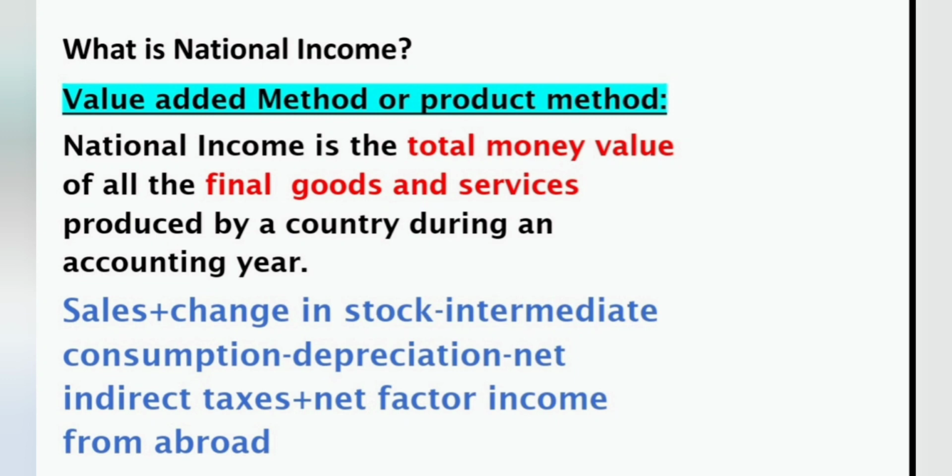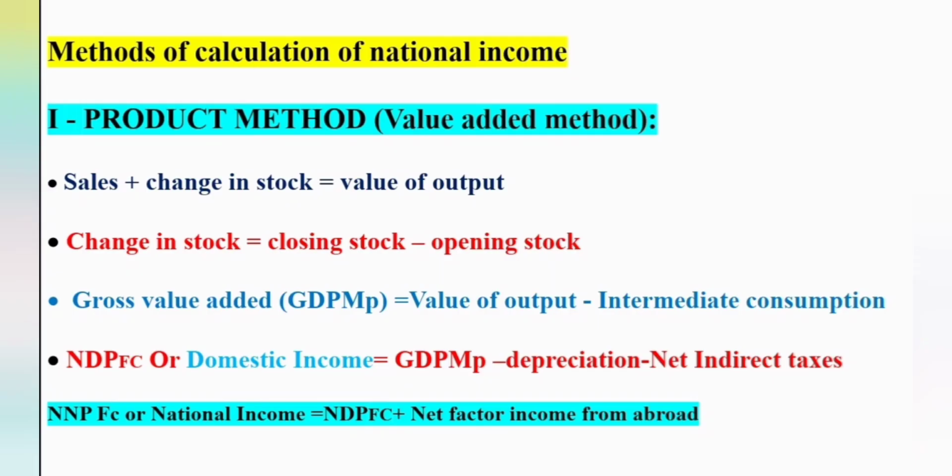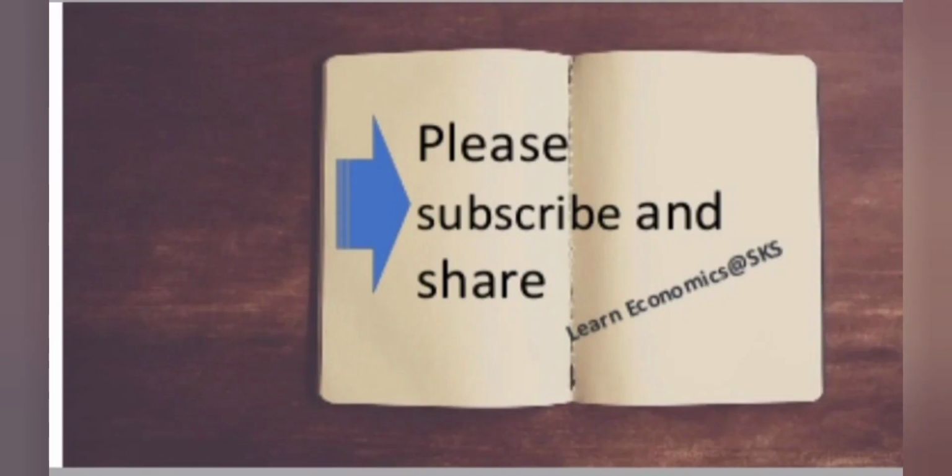In order to get domestic income or NDP at factor cost, net domestic product at factor cost, we have to deduct depreciation from GDP at market price. When we deduct net indirect taxes, that is indirect tax minus subsidy, we get domestic income or NDP at factor cost. To that, we have to add net factor income from abroad. We get national income or NNP at factor cost.